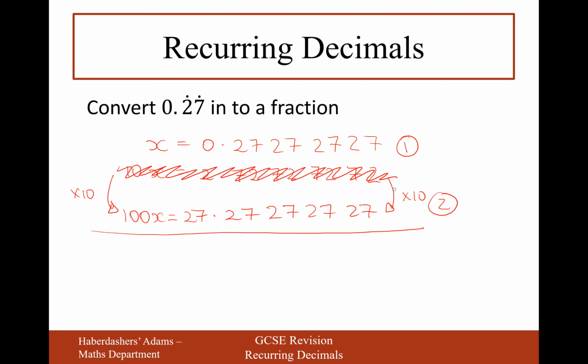So I'm going to do statement 2, take away statement 1. 100x take away x, that'll be 99x. 27 take away 0 is 27. 2 take away 2 is 0. 7 take away 7 is 0, and the rest of the repeating digits all cancel to 0 in the same way.